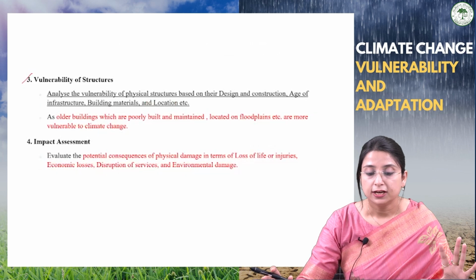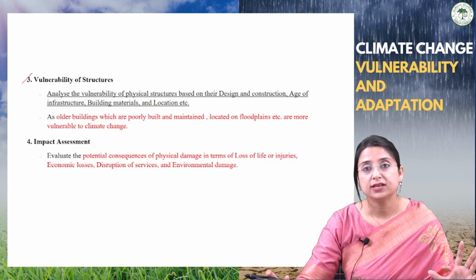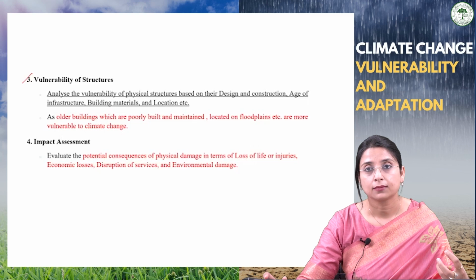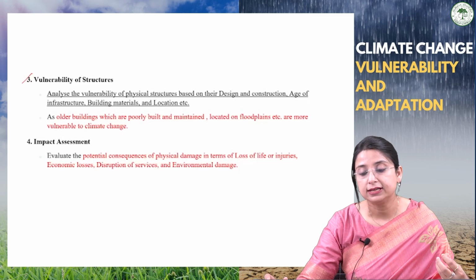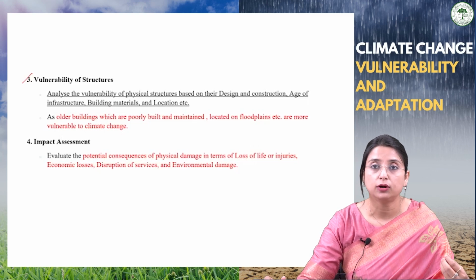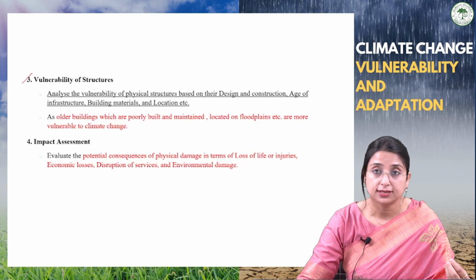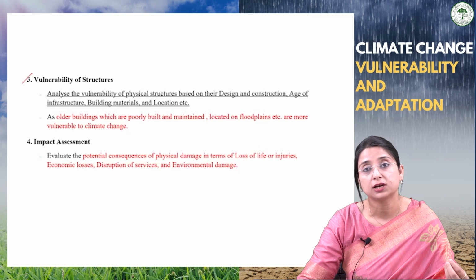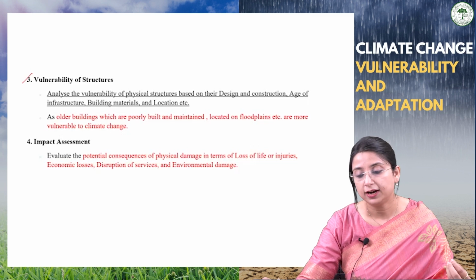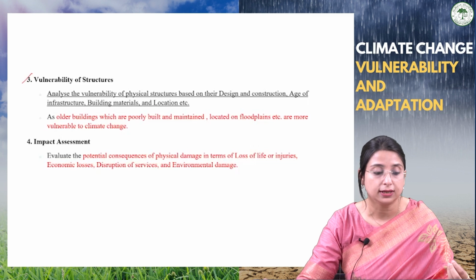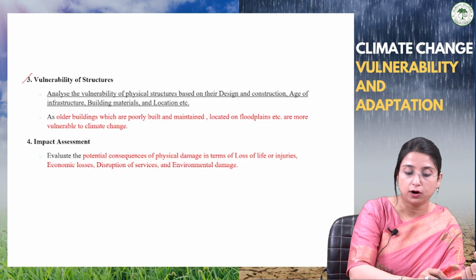We are talking here about the physical structure, maybe based on the type of material, the type of design of construction, the age of the infrastructure, location, etc. What type of vulnerability of structure is there? For example, older buildings which are poorly built and poorly maintained, mainly located in floodplains, are more vulnerable to climate change. So vulnerability of structure is assessed, and then finally impact assessment is performed.